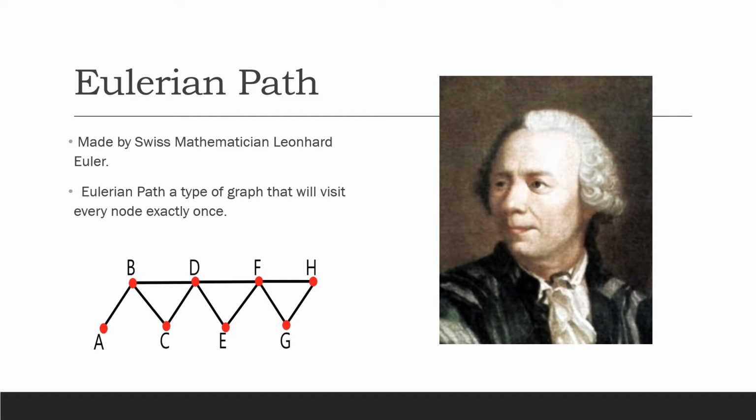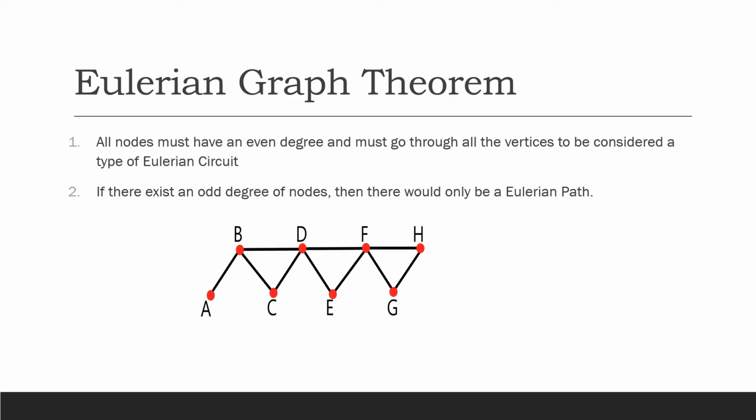Eulerian path. Eulerian path was made by Swiss mathematician Leonhard Euler. Eulerian path is a type of graph that will visit every edge exactly once. His theorem states that all nodes must have an even degree and must go through all the vertices to be considered a Eulerian circuit. If there exists an odd degree of nodes, then there would only be a Eulerian path.